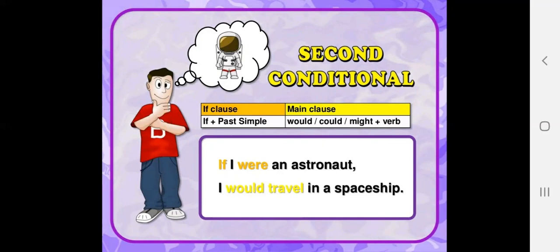In the present, maybe someday, I start working in a multinational company, and then I would buy a car. So it's a wish which is in the present and also for the future. And in this condition, in the if clause, we use the simple past tense, and for the main clause, we use would, could, might, and the first form of the verb.